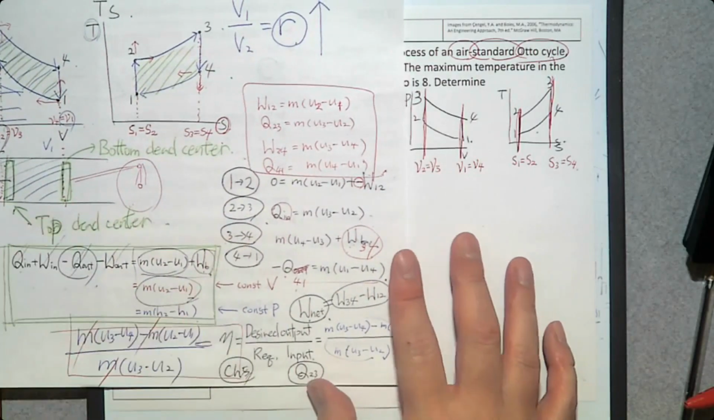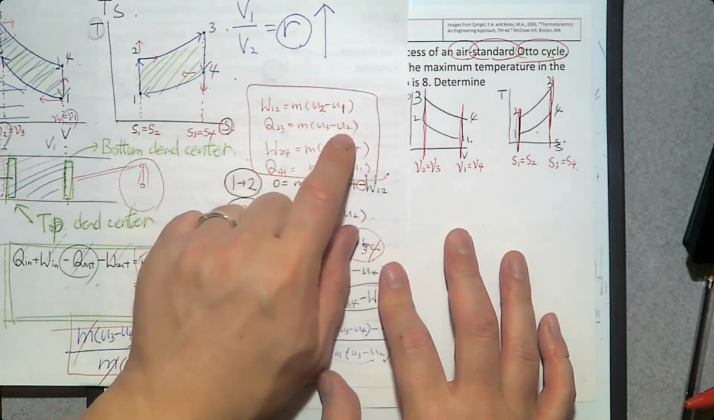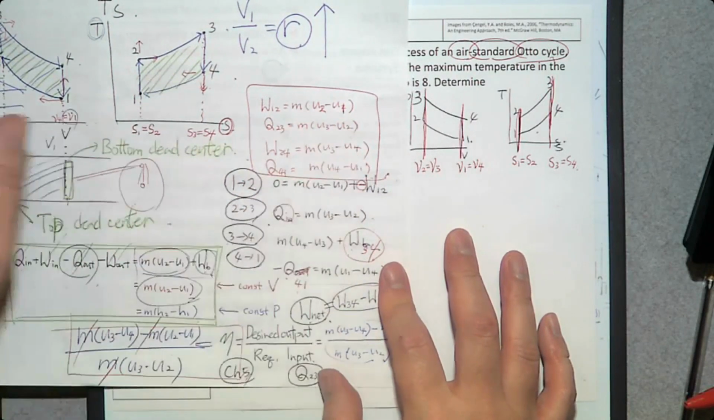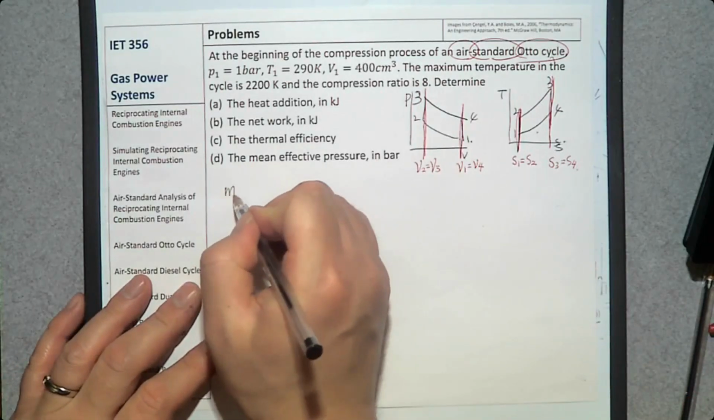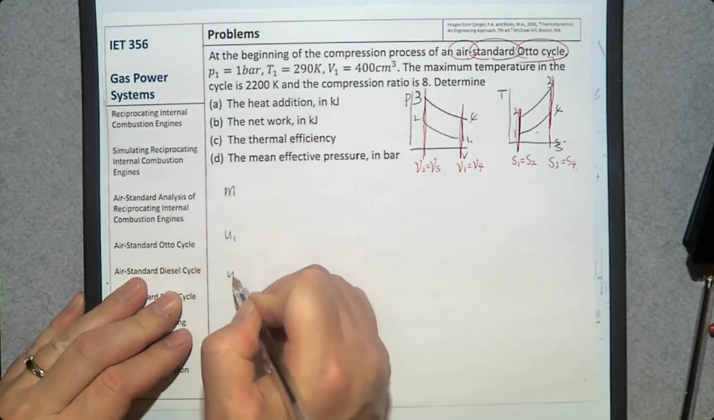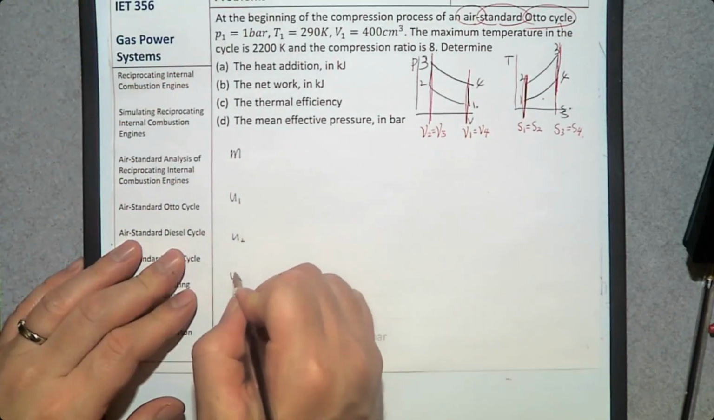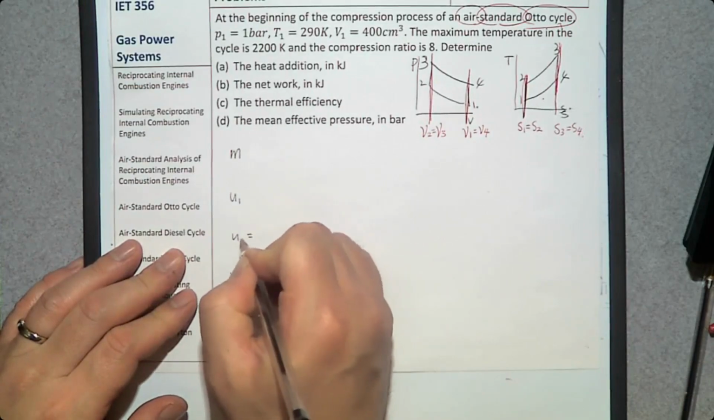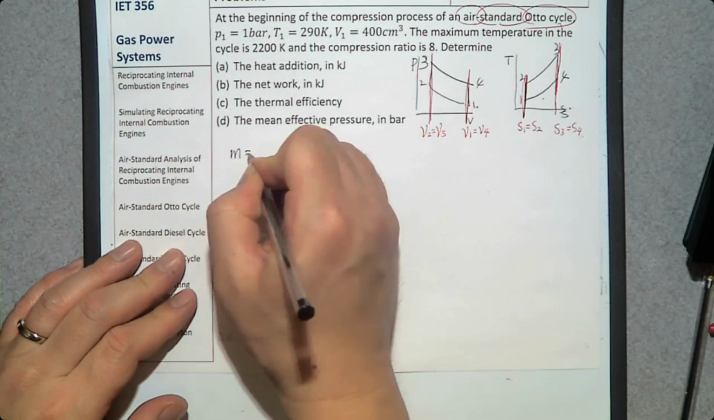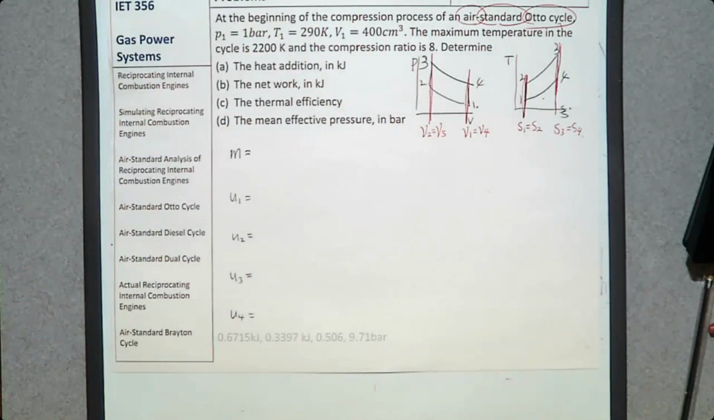So basically, what you need to calculate is M, U1, U2, U3, U4. These are the 5 parameters that you need to determine first before even looking at anything else. Okay? So let's do that.